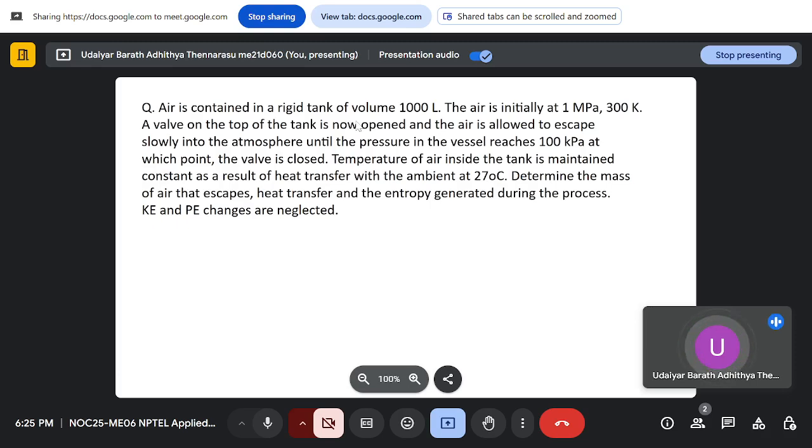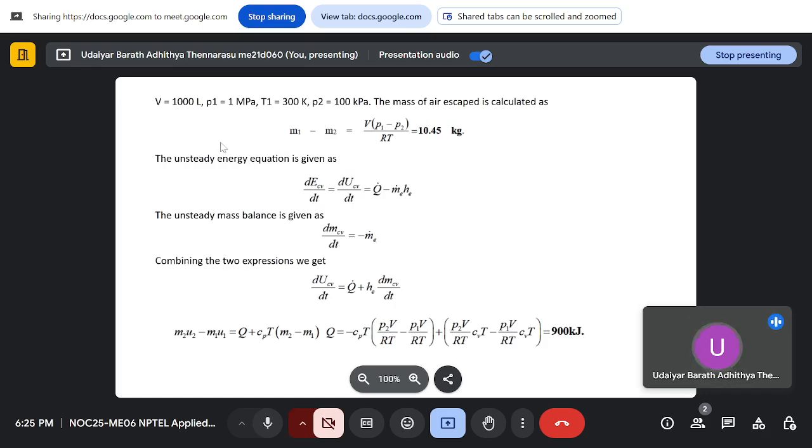This is similar to the previous one, but it is like a combined problem of what we saw in the first two, R134a and then air. Here also they are not letting the temperature vary, keeping it at 27 degrees Celsius. So we'll see how to solve this. What we know initially is the volume is 1000 liters, the pressure is 1 megapascal and the temperature is 300 Kelvin. At state 2, when the air has escaped, the pressure is 100 kilopascal. Now we need to calculate how much mass of air has escaped.